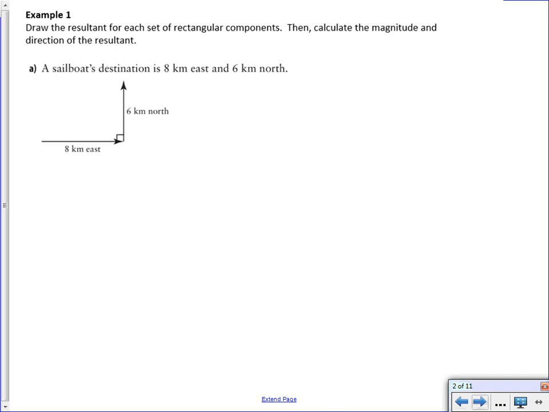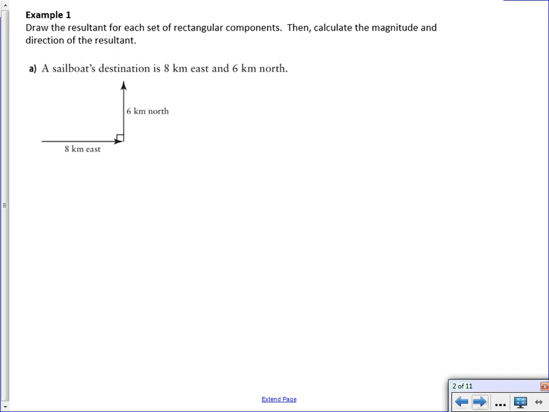So this one's a little different. Monday it's going to be more, here's a vector, resolve it into a horizontal and vertical. This one is, they're already a horizontal and vertical, make it a single vector. So it's like backwards. So a sailboat's destination is 8 kilometers east and 6 kilometers north. Your goal is to draw the resultant and then find the magnitude and direction of the resultant.